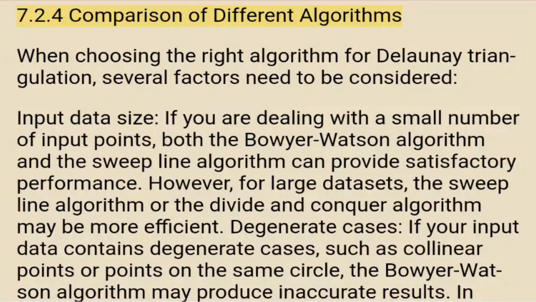7.2.4 Comparison of different algorithms. When choosing the right algorithm for Delaunay triangulation, several factors need to be considered. Input data size. If you are dealing with a small number of input points, both the Bowyer-Watson algorithm and the sweep line algorithm can provide satisfactory performance. However, for large datasets, the sweep line algorithm or the divide and conquer algorithm may be more efficient.